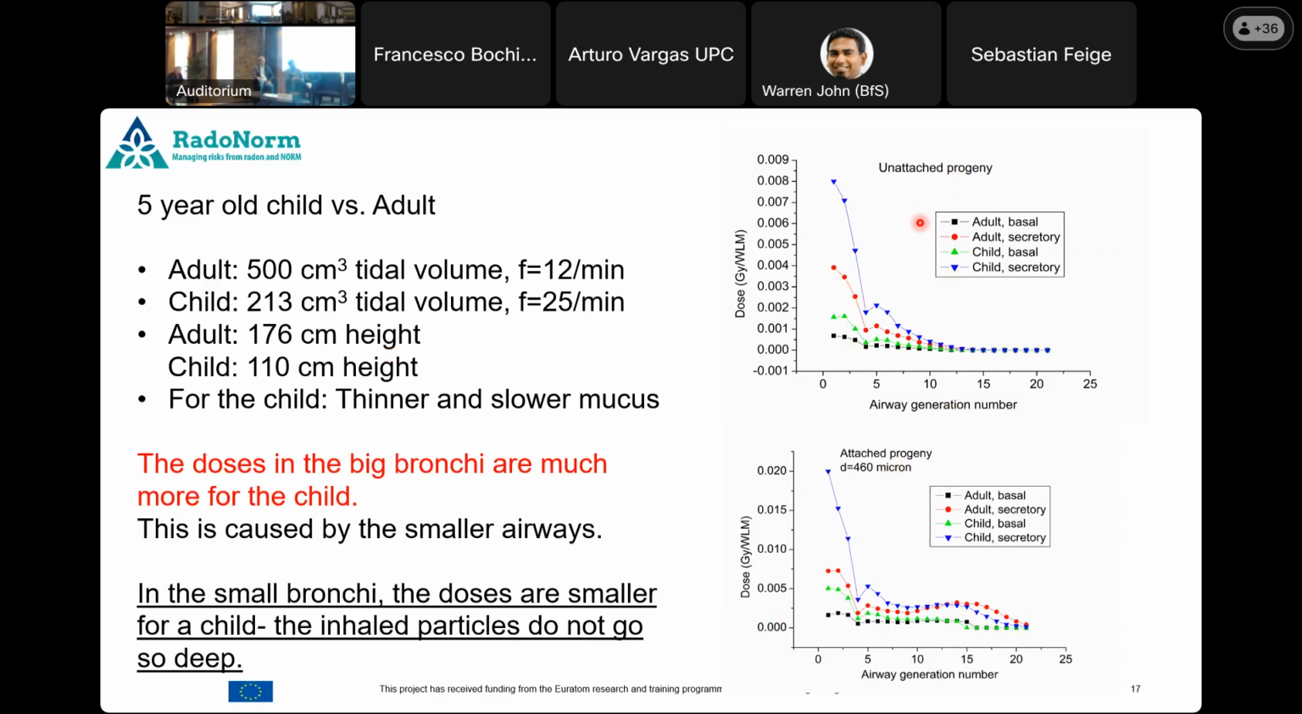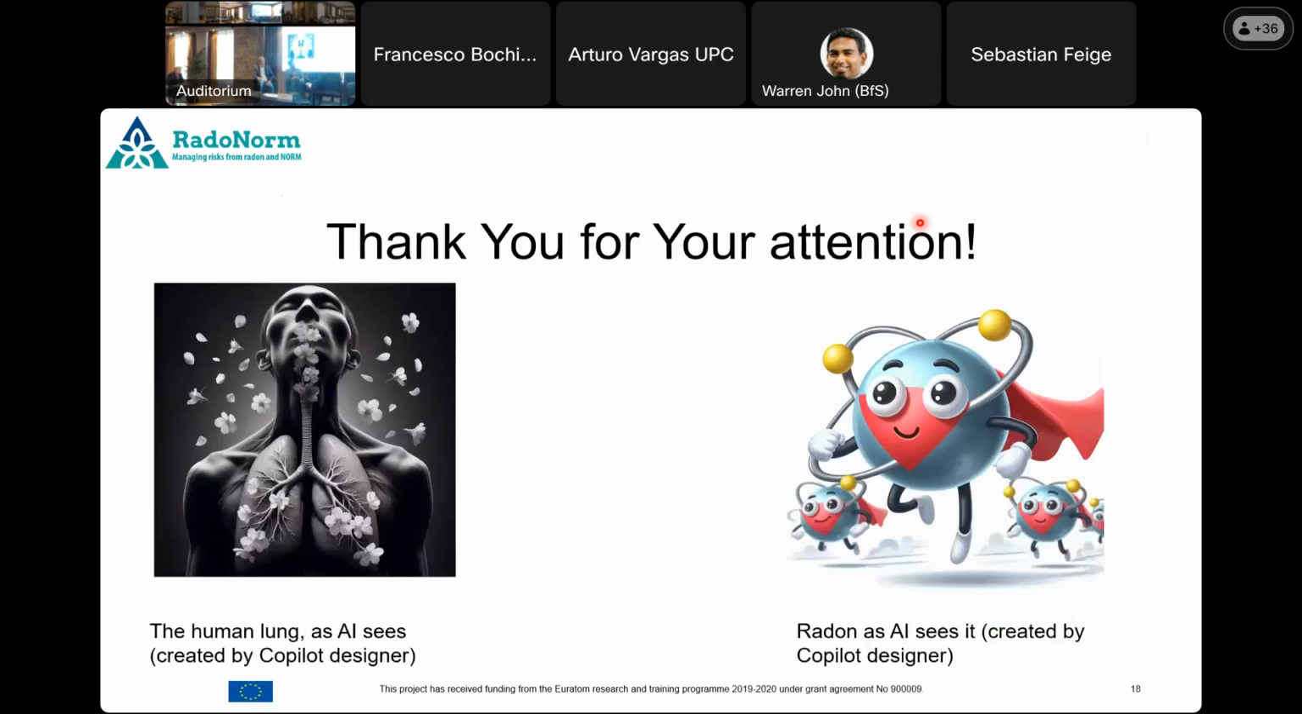It's important because children are also more radiation sensitive. So I don't recommend going to a radon spa for children, because they get higher doses from the same exposure. Thank you very much for your attention.